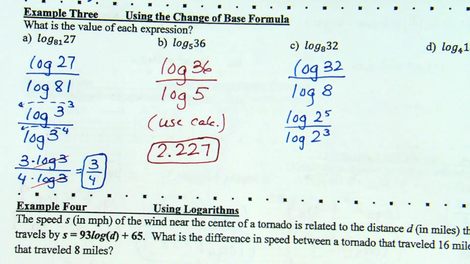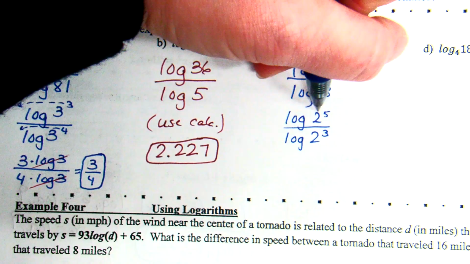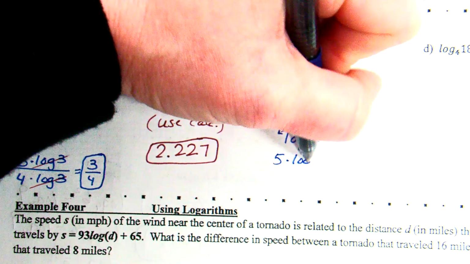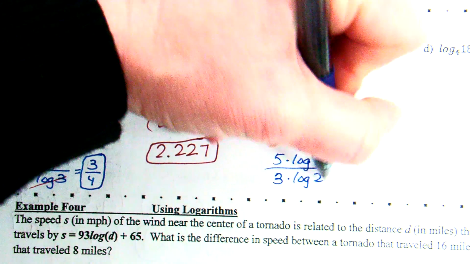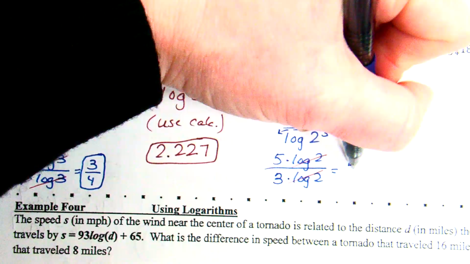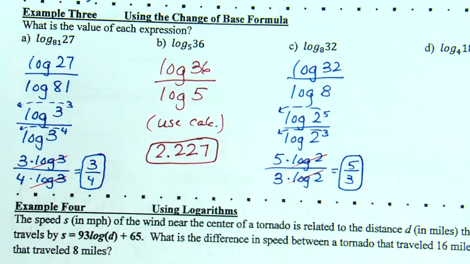Officially, you need to move your powers out front. So it's 5 times log of 2 divided by 3 times log of 2. Once you hit that point, you can officially cancel your logs. And what is 5 over 3? Okay. Could I say 5 over 3 is an answer? By all means. I'm fine with 5 over 3.